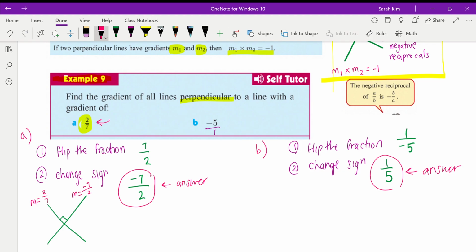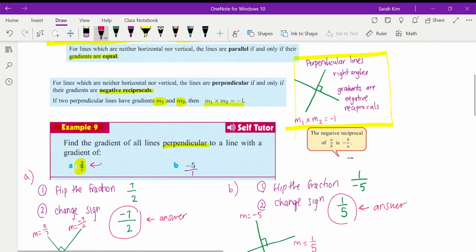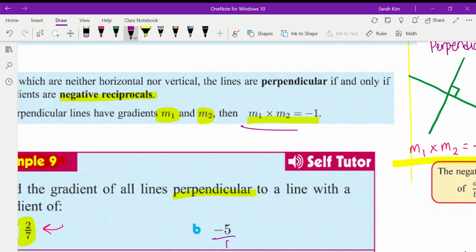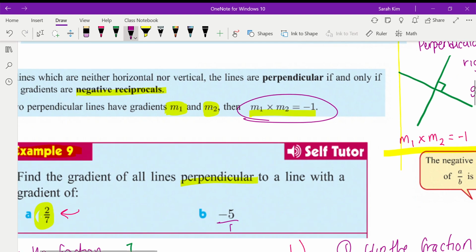What that means is, I've got my perpendicular lines, let's say. If one of them is -5, the other one is 1/5. Now let's just use this knowledge that two gradients times together become -1. Let's just double check that.